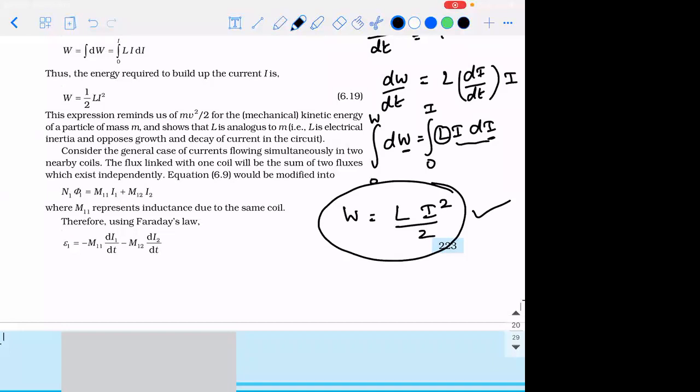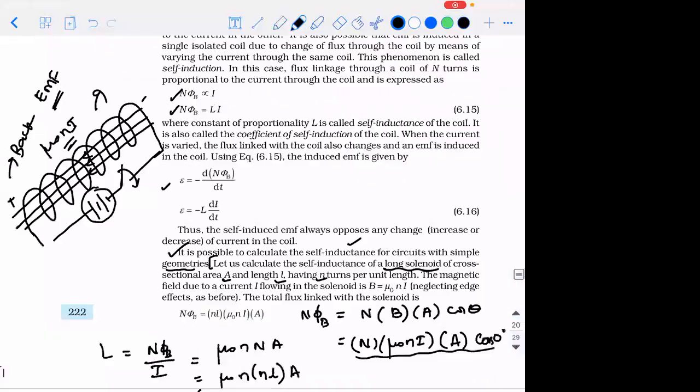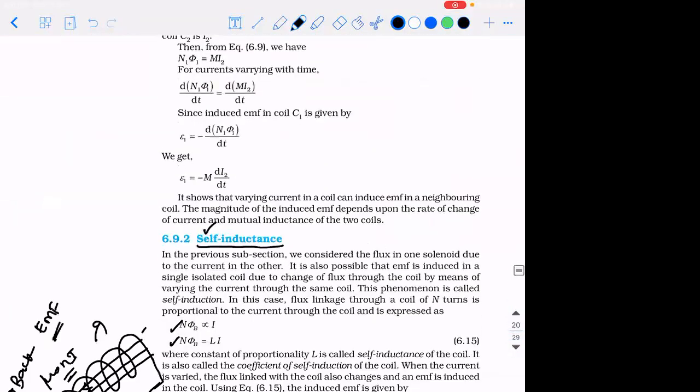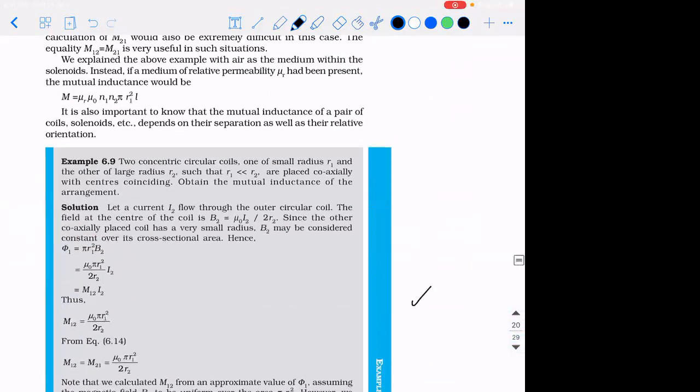Done? Did you guys finish it? Yes, sir. Now we'll go to the next concept of mutual induction. Okay.